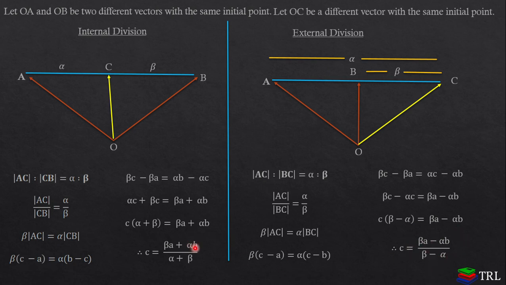So if the operation at the numerator and denominator is positive, then we are dealing with the internal division section. But if it's negative, then we are dealing with the external division section. In summary, on this slide, we have that C divides the magnitude between the point A and the point B into two ratios, that is alpha and beta. Similarly, in the external section, we have alpha and beta, but in this case, move from A to the point C is alpha, then move from the point B to the point C is beta.